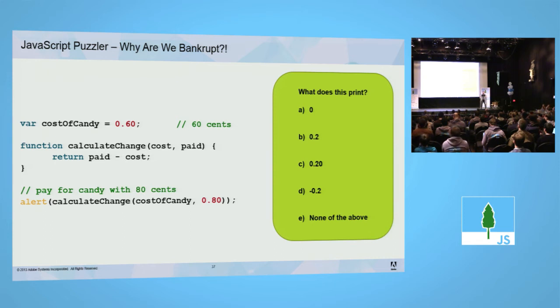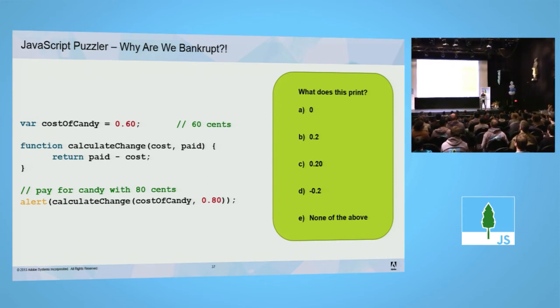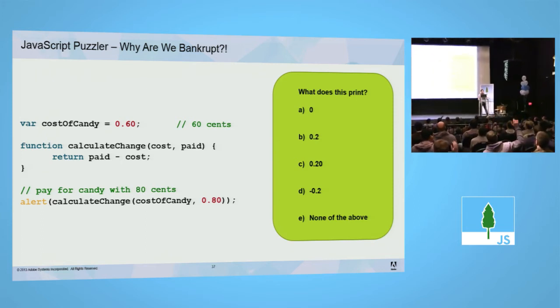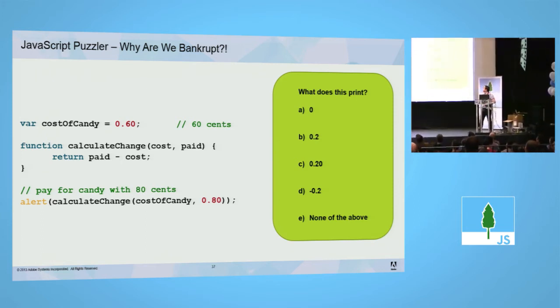Are you ready to vote? Who thinks it's A? A few people. B? That's a handful of people. C? Again, a few more people. D? E? Okay, looks like B or E seem to take it.